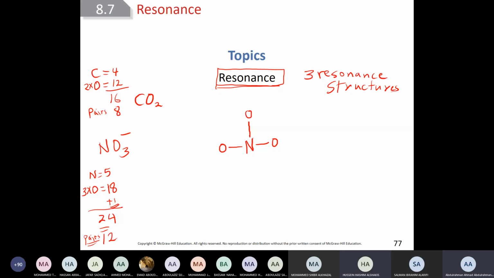Yes. Now 24, and to draw the structure, I can do it 3, 4, 5. Each has 2 bonds. 8, 9, 10, 11, 12. It's exactly like this. Okay, can we draw another Lewis structure? I mean, a resonance structure. How?